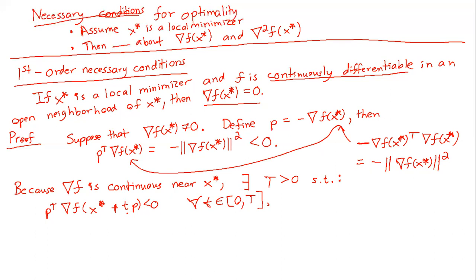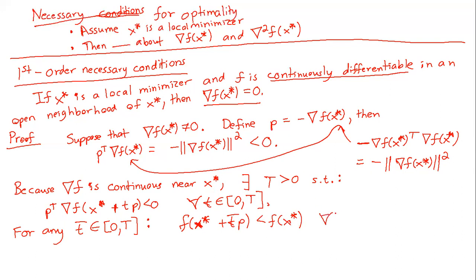It can't have changed so drastically. That's the idea. And then what happens next is that for any p contained in 0 to t-bar, Taylor's theorem, which we can look back at to see how this is related, gives us that f of x star plus t-bar p is less than f of x star for all p contained in (0, t-bar]. So this side is open, that side is closed.